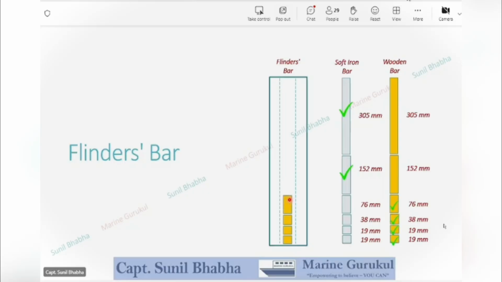Now once these wooden pieces are placed at the bottom of the Flinders bar casing, he picks up the required soft iron pieces, 152 mm and 305 mm, and drops these pieces into the Flinders bar. So you can see the 152 mm piece and the 305 mm piece dropped in the Flinders bar, and now the top end of the soft iron bar will be in level with the compass card, as required. So the bottom portion is filled using the wooden pieces, thus making the Flinders bar correction.